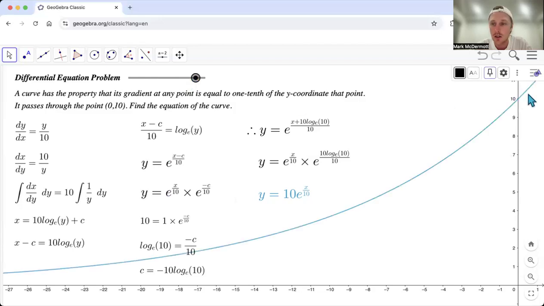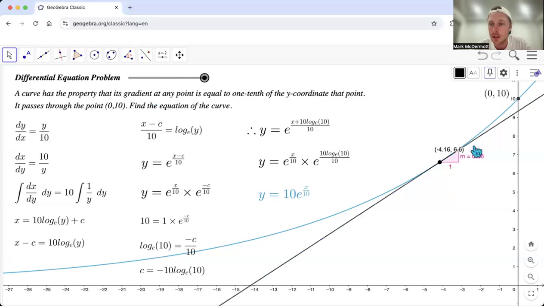If we were to sketch the curve now, this is what 10e to the x on 10 looks like. And we want to verify that the gradient at any point is equal to 1/10 of the y-coordinate at that point. So what we can do is put in a tangent. First thing I just want to say is it does go through (0, 10), so that's a tick. And now we can just have a look here. So this is the gradient.